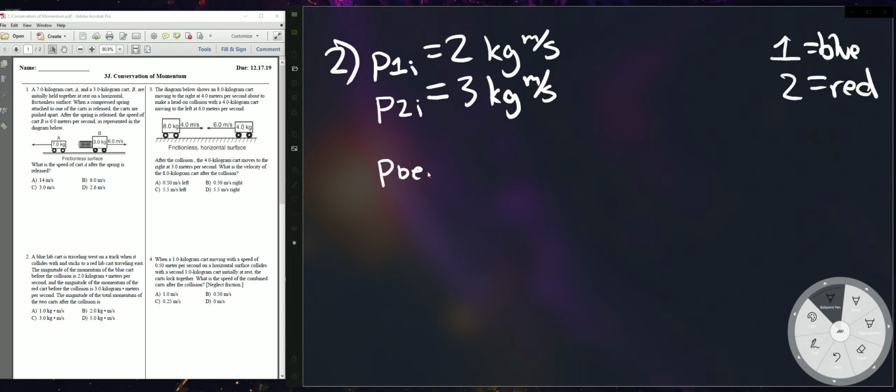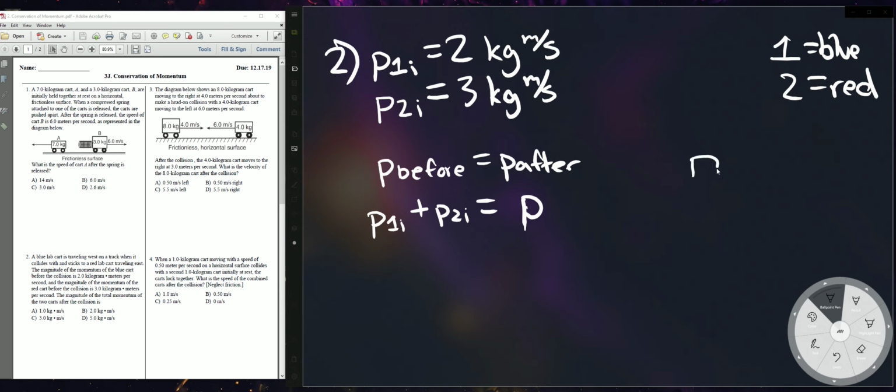Well, this one is a fairly simple problem. Your momentum before is going to equal your momentum after. And so P1i plus P2i is equal to, since they stick together, they have the same mass and the same velocity. Well, then they're going to have the same momentum. They're sticking together, so it's the same. It's treated as one object now.